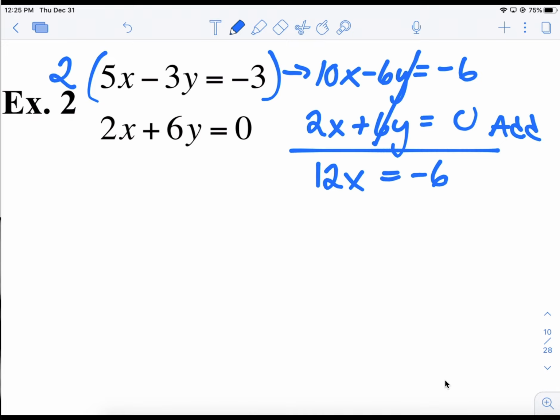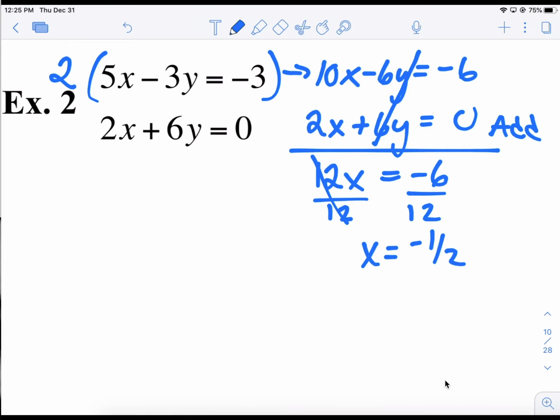Now be really careful. A lot of you are going to be tempted to say that x is a negative 2, and it's not. When you get x by itself, that means you're canceling off the 12. That means my x is a negative 1/2. Nobody likes fractions. It's not convenient, but that is our answer for x, okay?